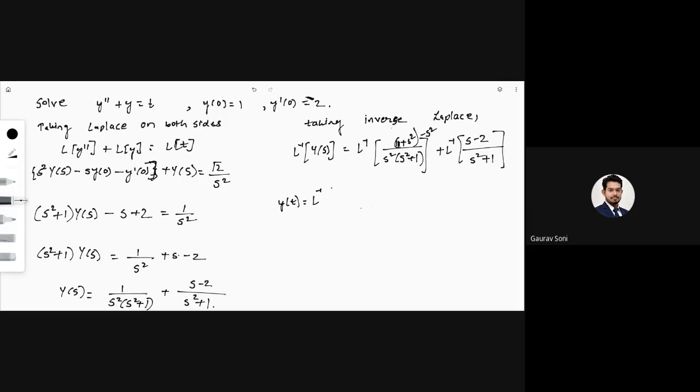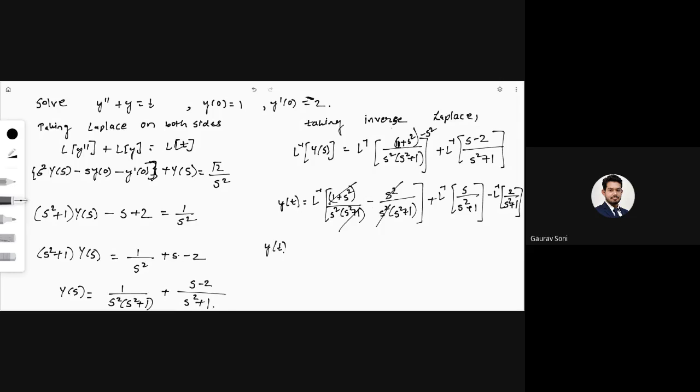Now I will separate the denominator. What do I have? 1 plus S square upon S square into S square plus 1. Then you have minus S square upon S square into S square plus 1. So I have adjusted the denominator in the numerator. And for the second one, I will have Laplace inverse of s upon s square plus 1 minus Laplace inverse of 2 upon s square plus 1. Now here s square plus 1 will get cancelled out, and in the second one s square will get cancelled out.